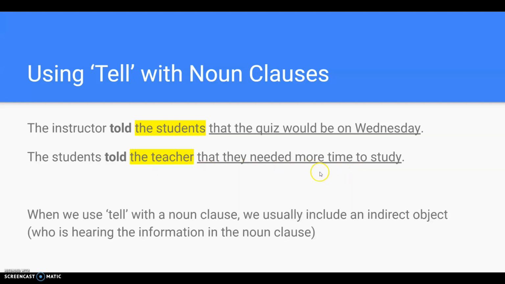So the rule here, or the pattern here, is that when we use the word tell with a noun clause, or to introduce a noun clause, we usually include an indirect object before the noun clause. And that indirect object is who's hearing the information in the noun clause. So in this first example, it's the students that are hearing the information that's in the noun clause, that's being told to them by the instructor. And in the second sentence, the teacher is the one that is hearing the information in the noun clause.